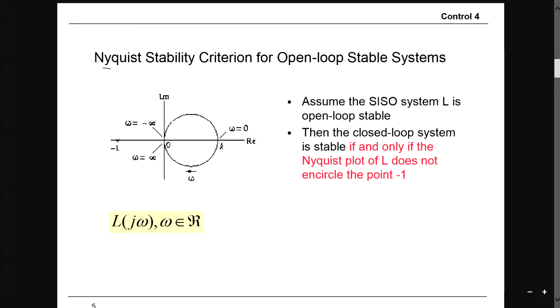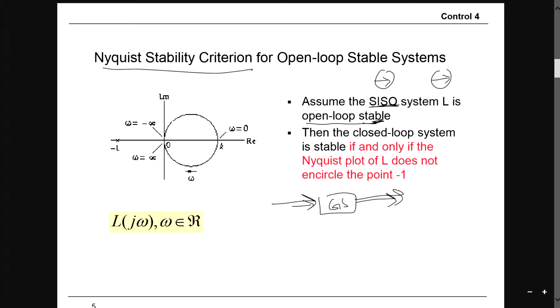Now, we are still talking about the Nyquist stability criterion. If you have a single input, single output system, meaning you have one input and one output, for the open loop system, I call it G(s). This is one input, one output, open loop. Stable means that this system is stable, and the closed loop system is stable if and only if it does not encircle the point -1.